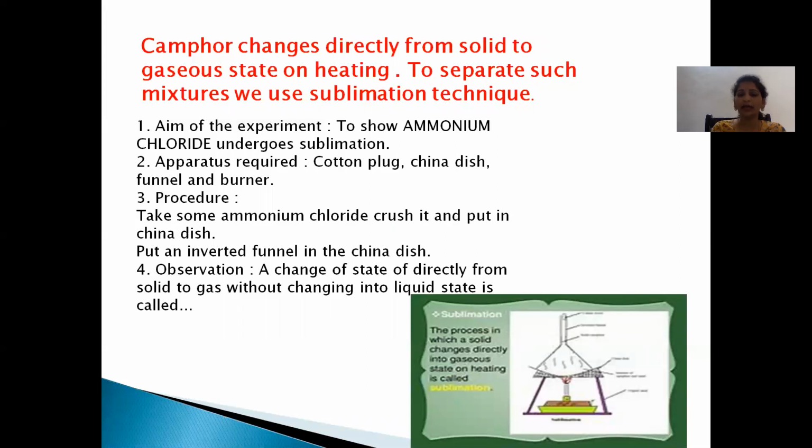Here, the aim of the experiment is to show that ammonium chloride undergoes sublimation. The apparatus required: cotton plug, china dish, funnel and burner. Procedure: we have to take some ammonium chloride, crush it and put it into the china dish. Put an inverted funnel over the china dish. What we observe is a change of state. When we are heating, the ammonium chloride directly changes into gas without changing into liquid state. This is nothing but sublimation.